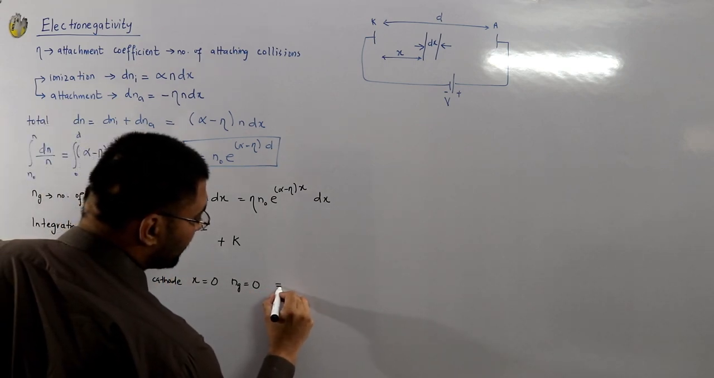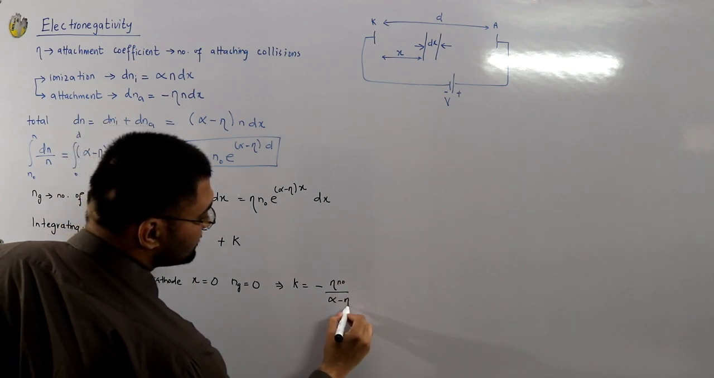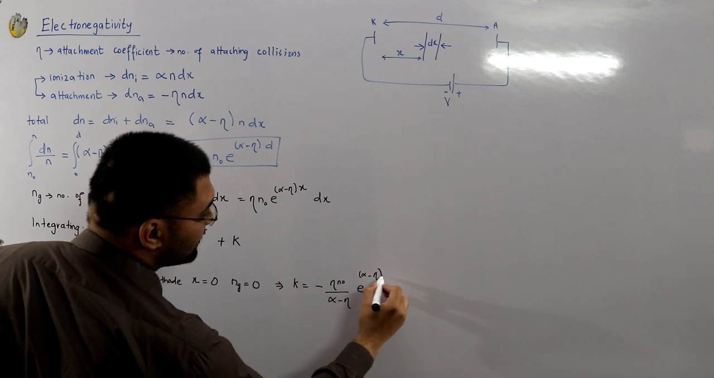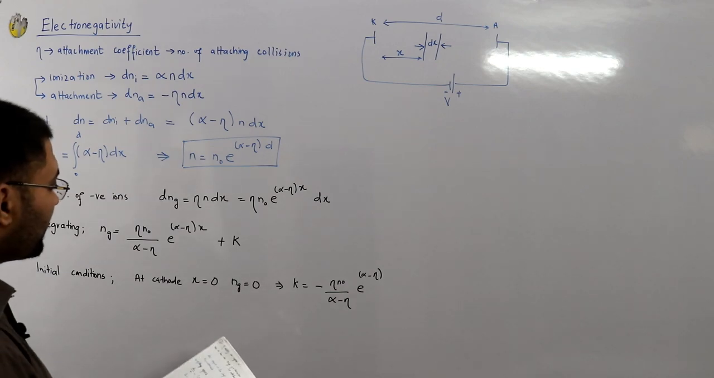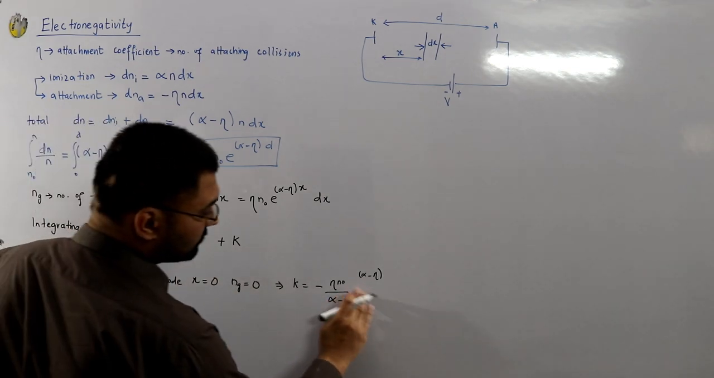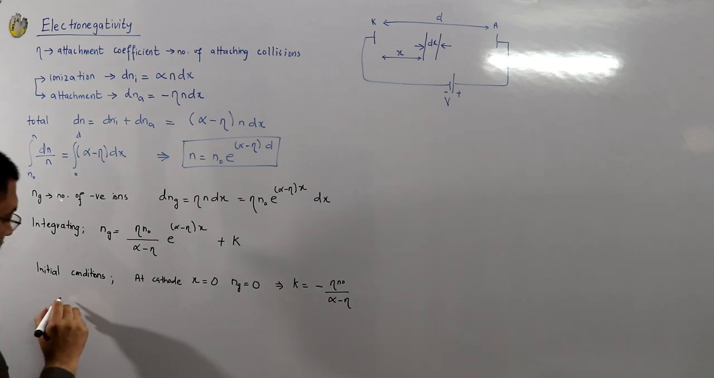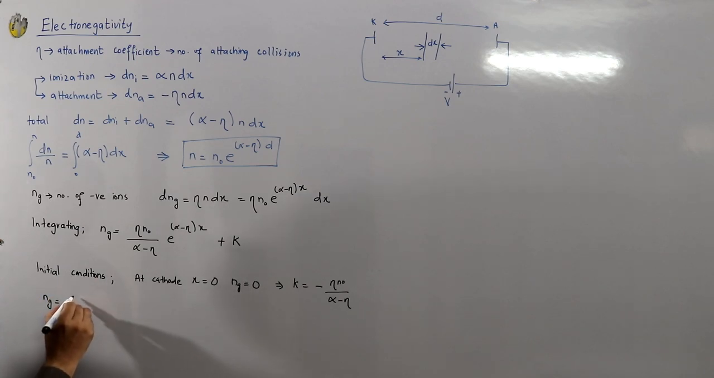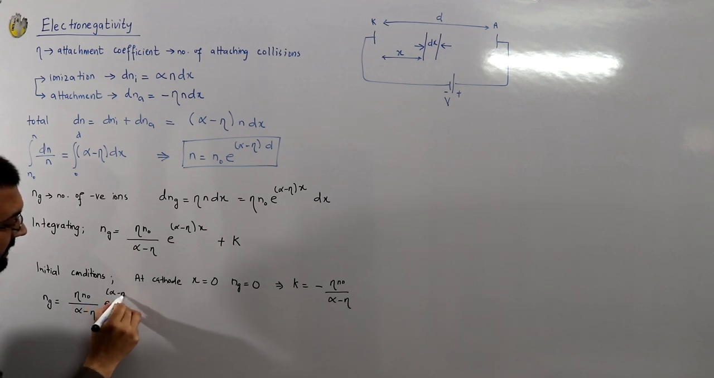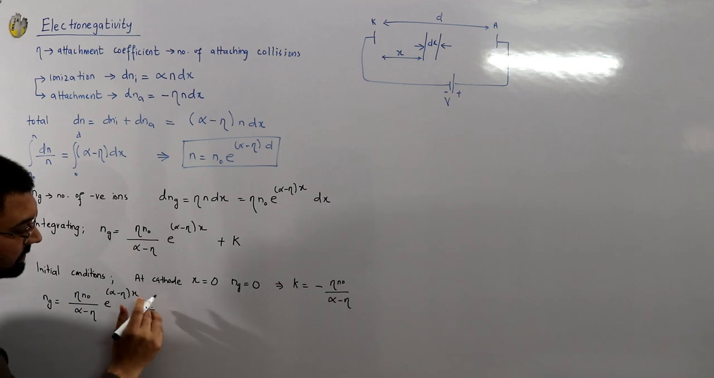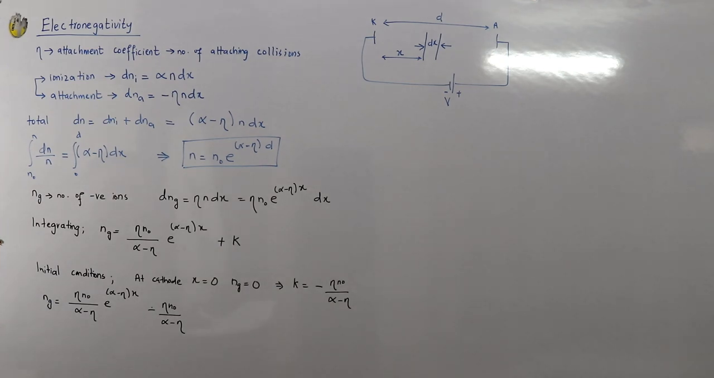So k would come out to be negative eta n naught upon alpha minus eta, exponential of alpha minus eta times x, and at x equal to 0 the exponential term is exponential of 0, which is 1. So now put it over here. Ng comes out to be eta n naught over alpha minus eta, exponential of alpha minus eta into x, minus eta n naught over alpha minus eta. Isn't it like this?